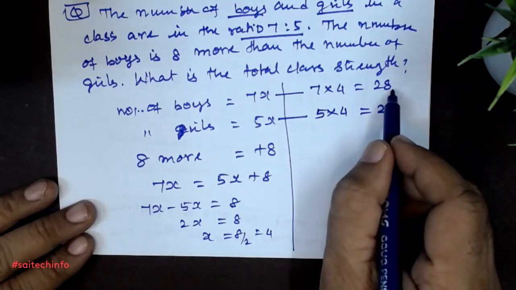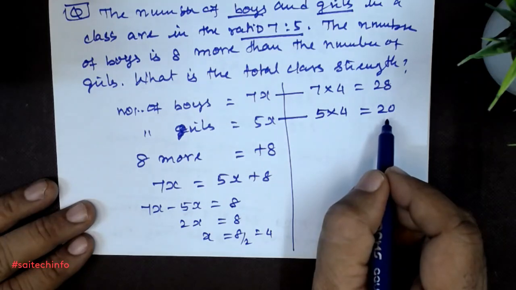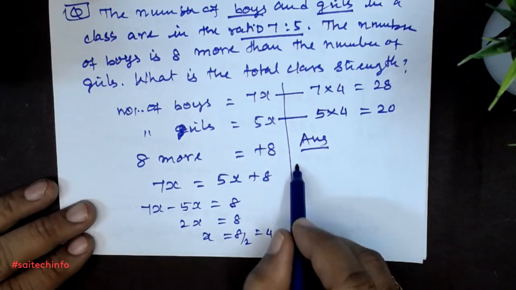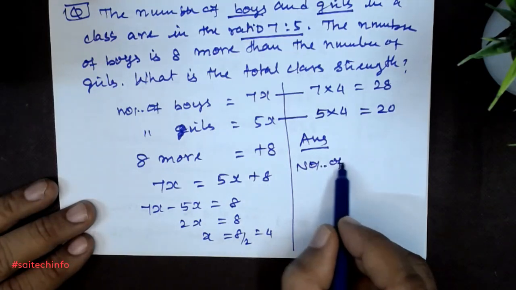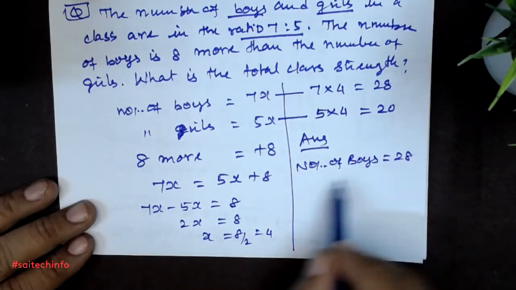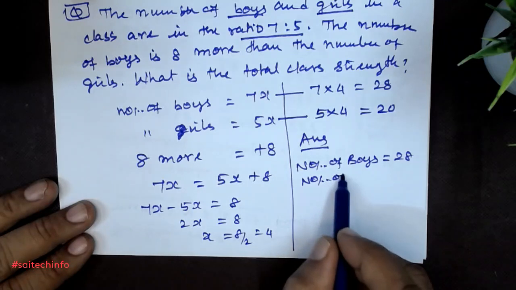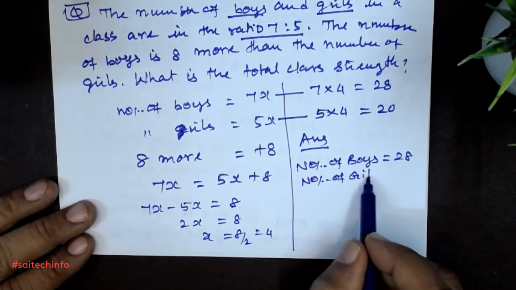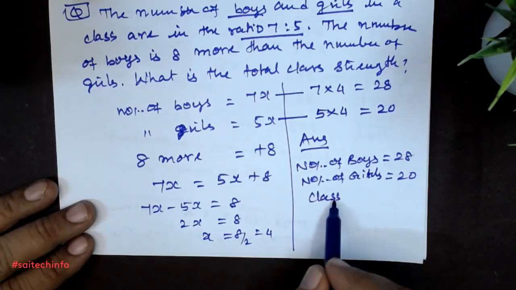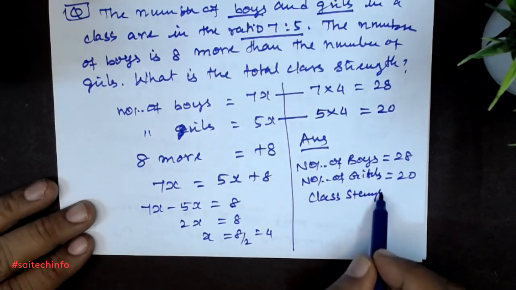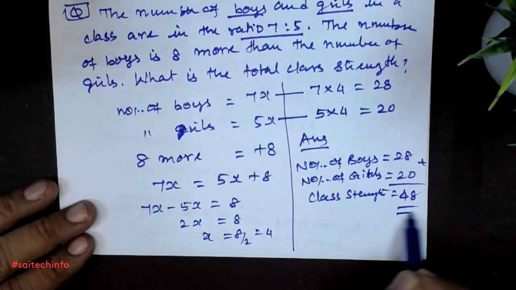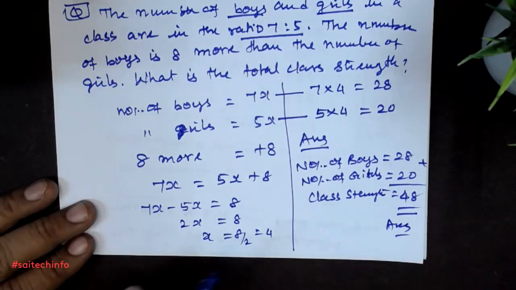Now you can look at this. The number of boys is 8 more than the girls. Correct? Yes. So you have to declare the answer. The number of boys is equal to 28. The number of girls is equal to 20. Class strength, because it is asked as class strength, is 20 plus 28, 48. So the answer is 48.